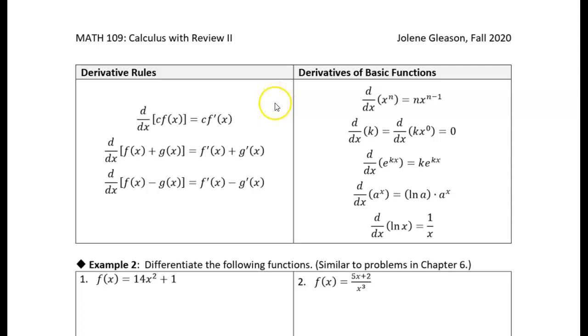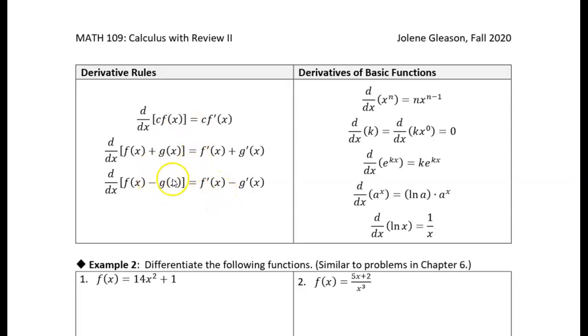All right, in 108, you should have learned some basic derivative rules and some derivatives of some basic functions. You would have learned that the derivative of a constant times a function is equal to the constant times the derivative of the function. The derivative of the sum of two functions is the sum of the derivatives. The derivative of a difference is the difference of the derivatives. Those are pretty straightforward.